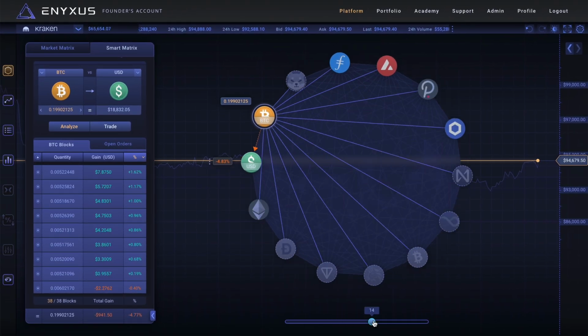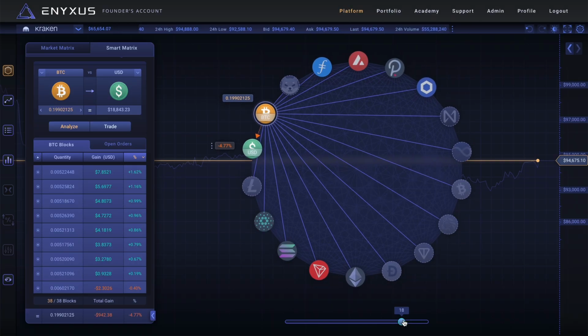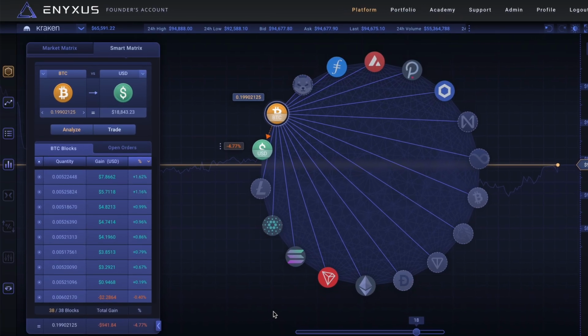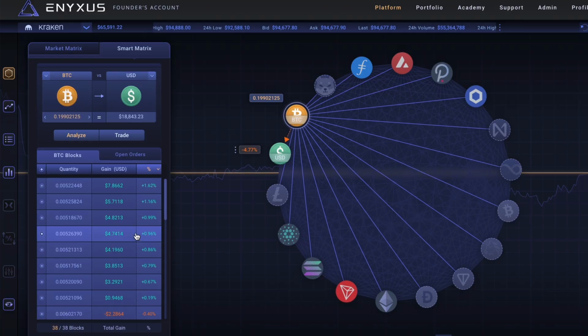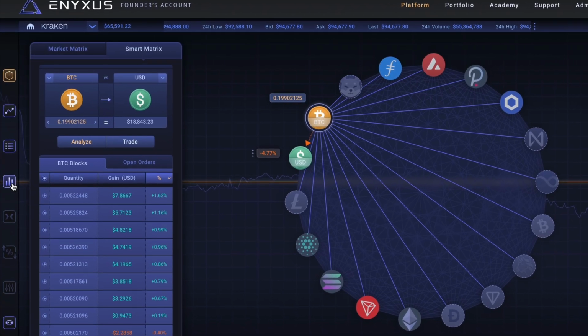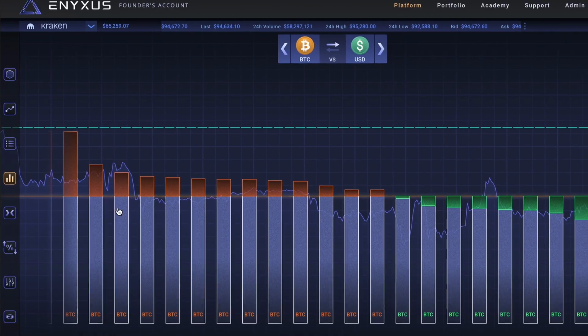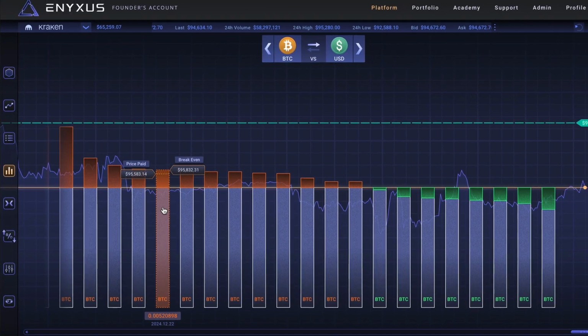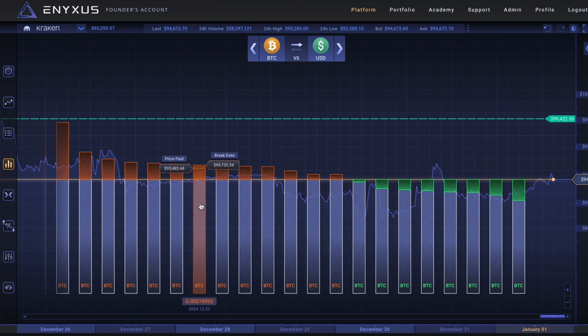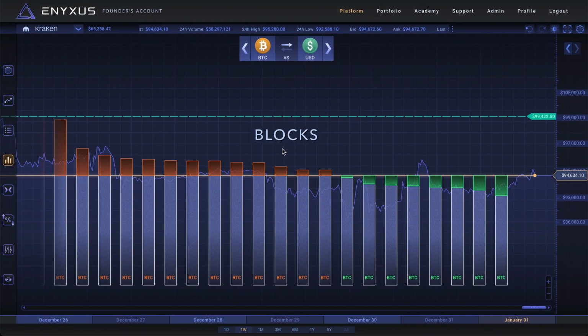My name is Vincenzo Marrocco, and I am the founder and CEO of Enixis. Today I will be walking you through several trades, starting with trade number 369. What we are looking at are individual purchases of Bitcoin, executed at different times and at different prices. These are what we refer to as blocks.